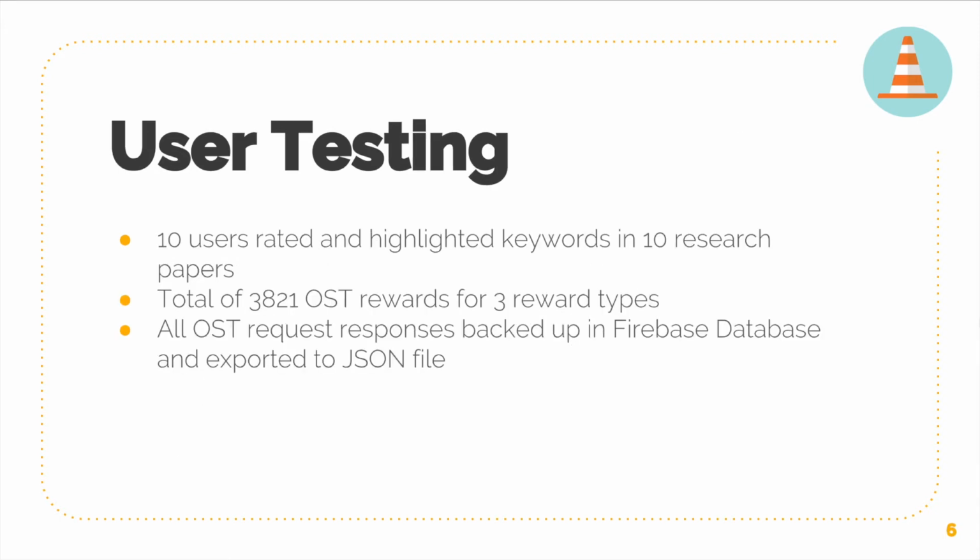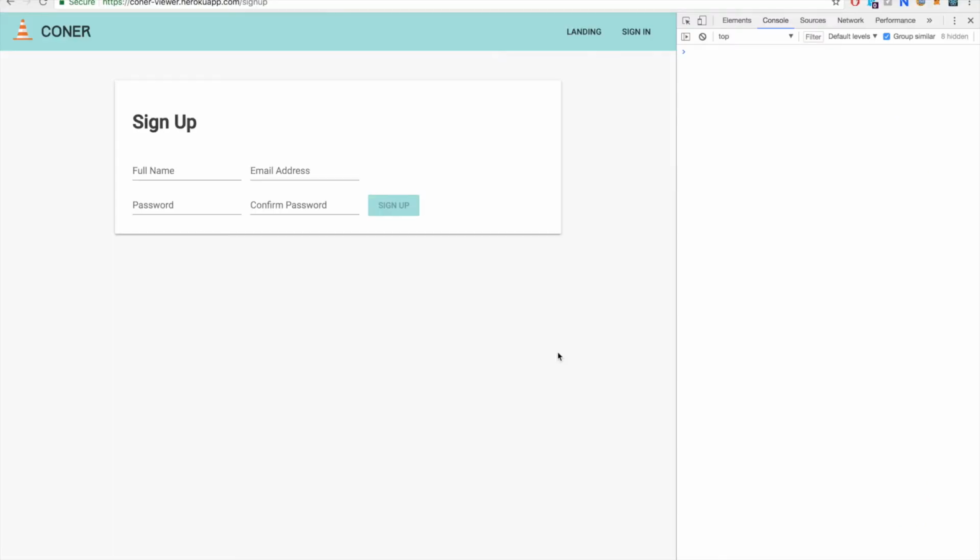It was essential for me to have some real-life users test the app and get some feedback. This resulted in a total of about 4,000 OST rewards for the three reward types. And I made sure to back up all request responses in the Firebase database and export them to a JSON file. In this demo, I'll show you the typical workflow of using the Koner app. And I'll keep the developer console open so you can see which requests are being made to OST.